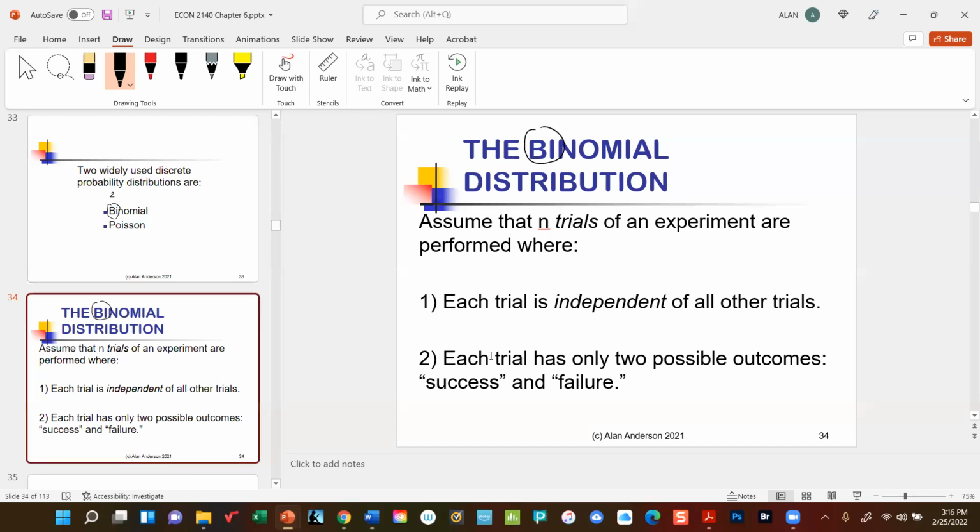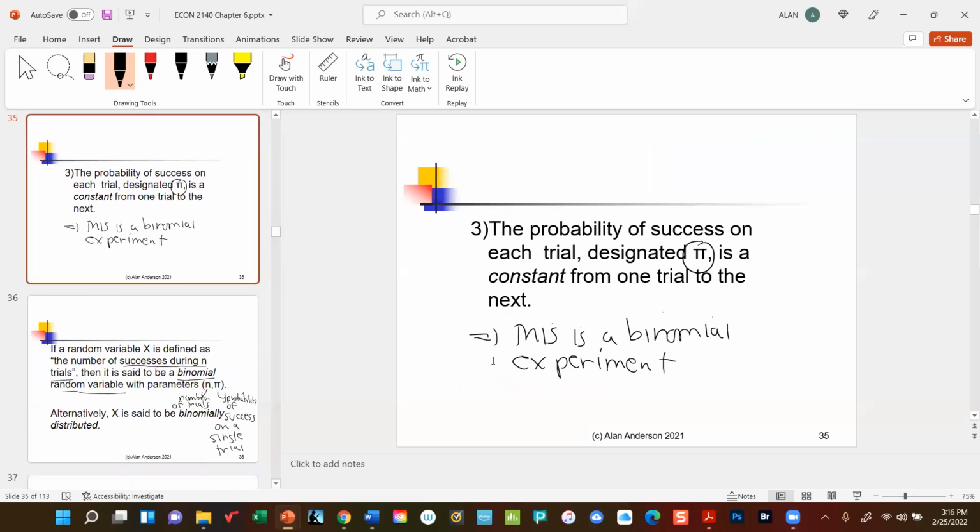And then the third requirement is that the probability of getting a success on a given trial, which in this book is designated with the letter pi, is a constant from one trial to the next. In other words, it never changes. And again, you can think of this in terms of a coin flipping experiment. Does the probability of getting a head ever change? No, it's always a half every time.